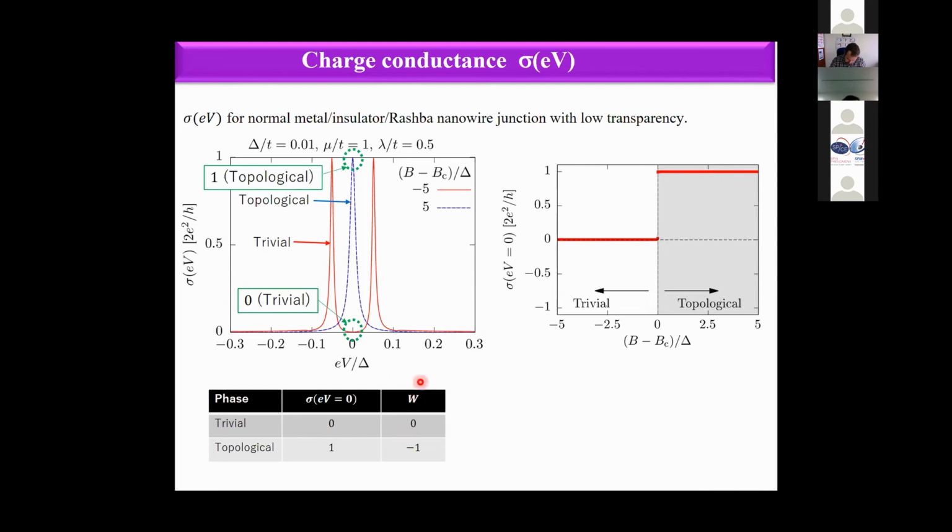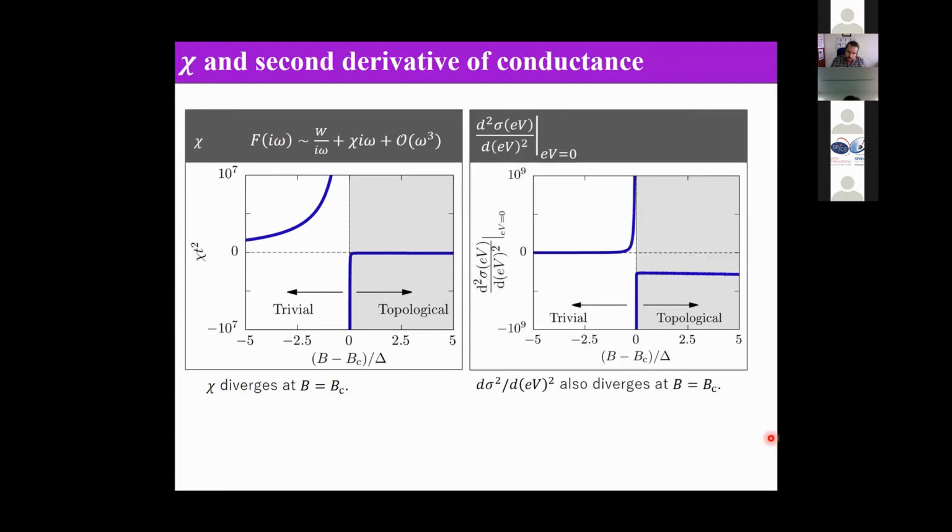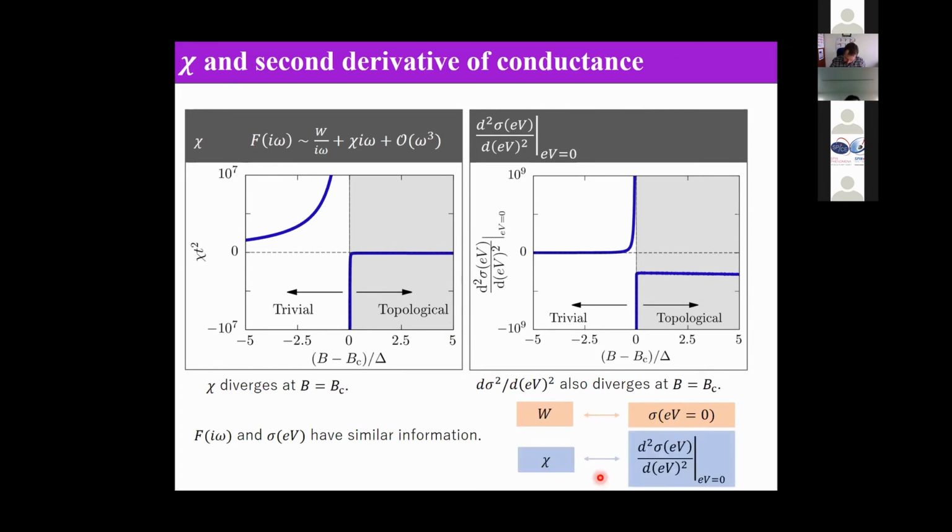So the analytical expression of the winding number W appears in the omega dependence of F. The value of W corresponds to the charge conductance at zero voltage. So sigma at eV equals 0 and W carry the same information. On the other hand, how is chi relevant to physical quantities? If we take the second derivative of the charge conductance, its behavior and chi are quite similar. So chi(omega) and sigma(eV) carry similar information. And yes, chi has a correspondence like this.